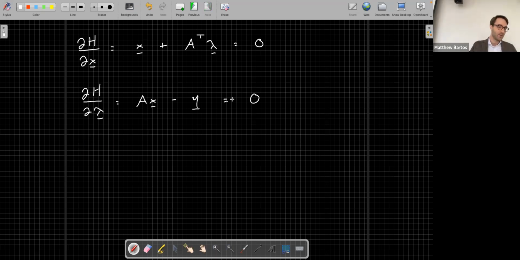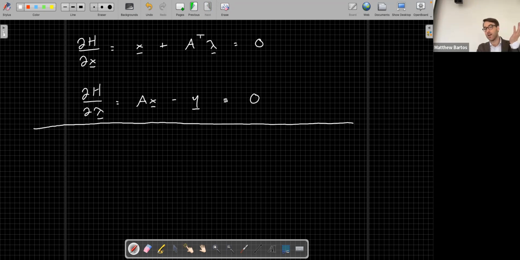All right, so let's go ahead and manipulate this a little bit. Note that when we apply the method of Lagrange multipliers and take the derivative with respect to lambda, it recovers our constraint, right? So at the optimal value, our constraint is satisfied: Ax is equal to y. Okay, so let's manipulate this a little bit. Taking our first expression here, if we just rearrange this, we get that x is equal to negative A transpose lambda.